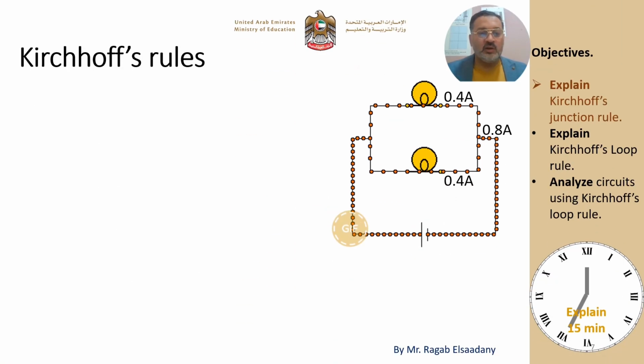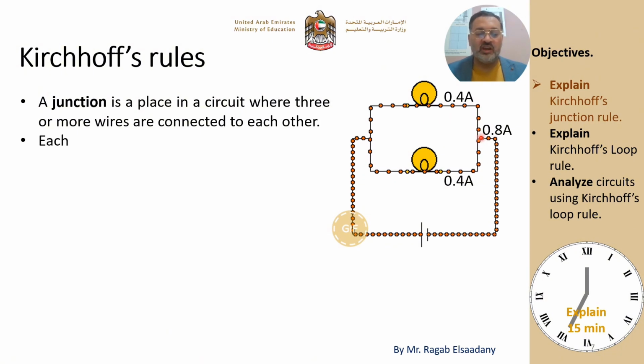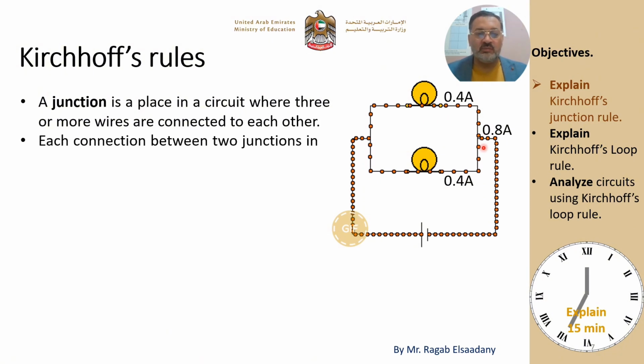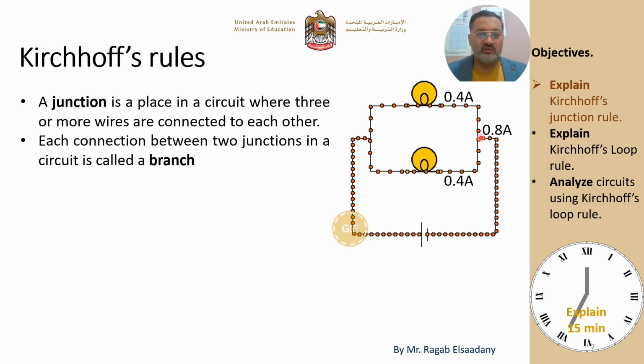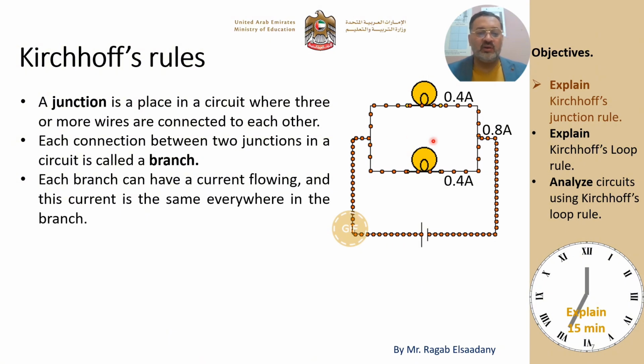What is the meaning of junction? A junction is a place in a circuit where three or more wires are connected to each other. Each connection between two junctions in a circuit is called a branch. This is two junctions, it's called a branch. Each branch can have current flowing, and this current is the same everywhere in the branch.